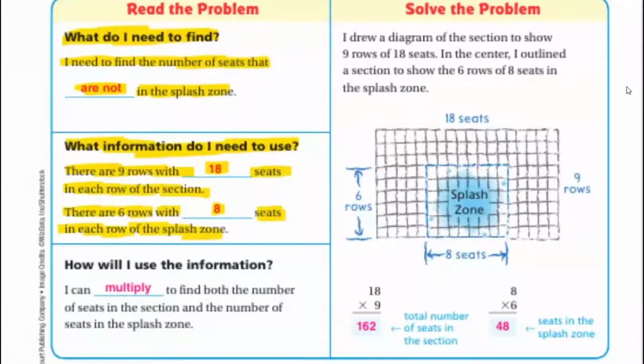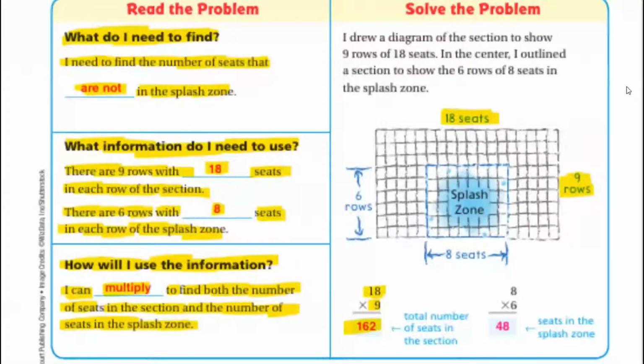Okay, the third question we have here: how will I use this information? I can multiply to find both the number of seats in the section and the number of seats in the splash zone. Firstly, let's multiply to find the number of seats in the whole section. So we have 18 seats in each row, right? So let's multiply 18 by 9 to get the total number of seats in the section, 162.